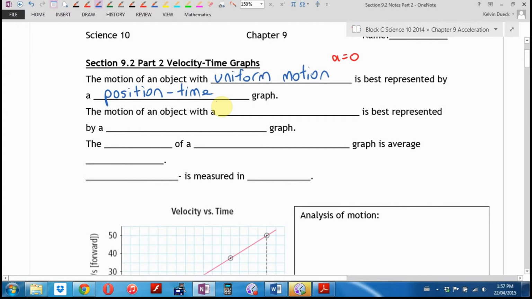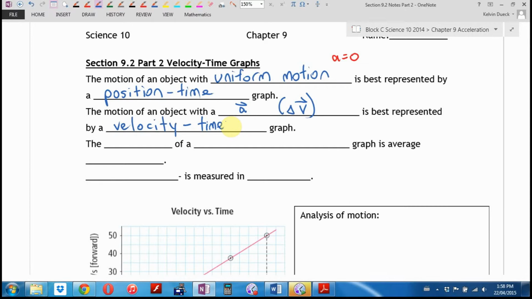The motion of an object with acceleration, or for those of you that like the notation, a changing velocity, is best represented by a velocity time graph. What that means, Jessica, is on the test and in your homework from now on, when you see a graph, look at what's on the y-axis. And I'll tell you, it's either going to be position or velocity, but it means totally different. Make sure you read carefully, Sage.